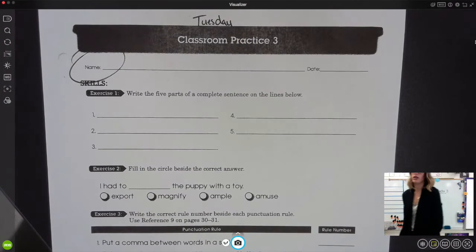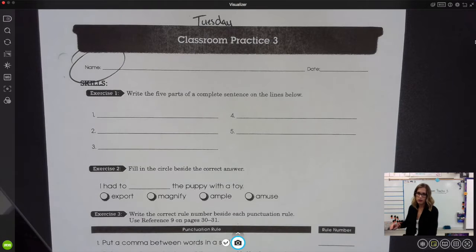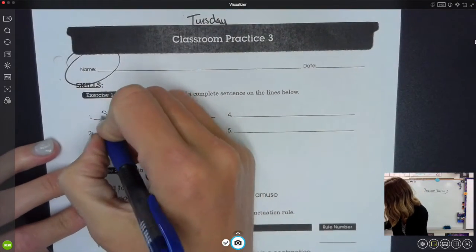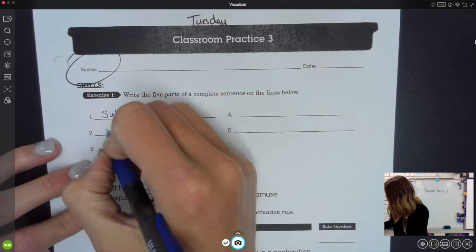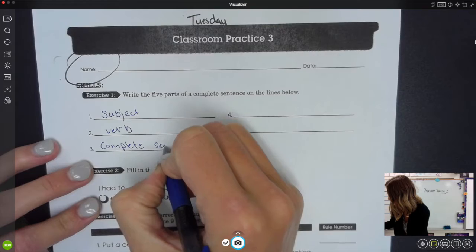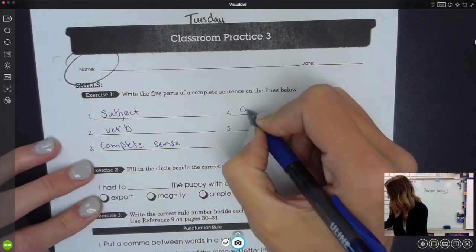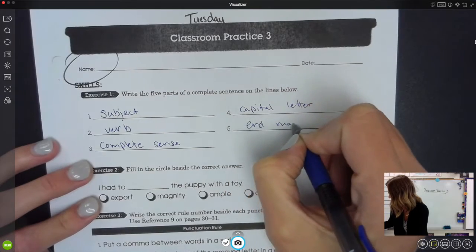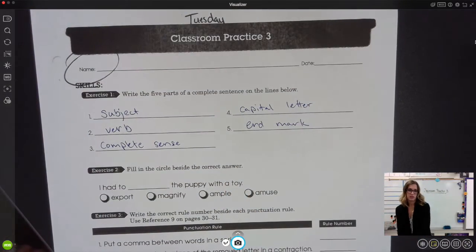In our sentence jingle, you should have heard capital letter and an end mark. You should have heard subject, verb, complete sentence, right? Remember, subject, verb, complete sense with a capital letter and an end mark too. Our sentence is complete, and now we're through, right? Those are the 5 parts of that complete sentence, okay?